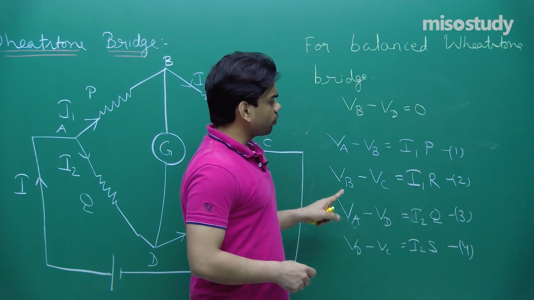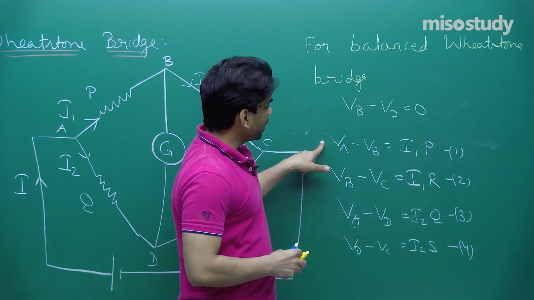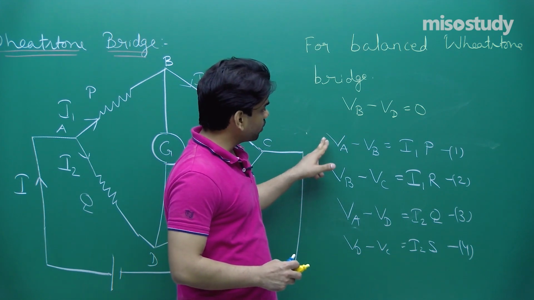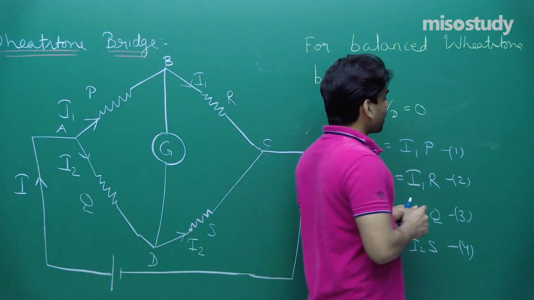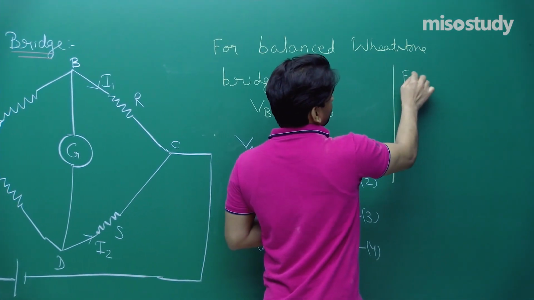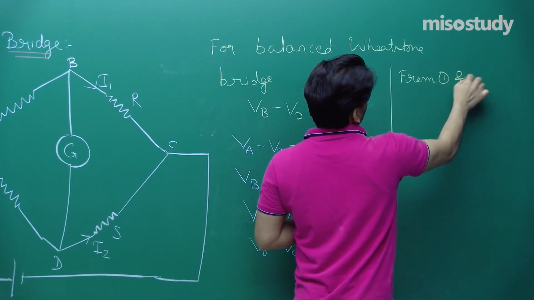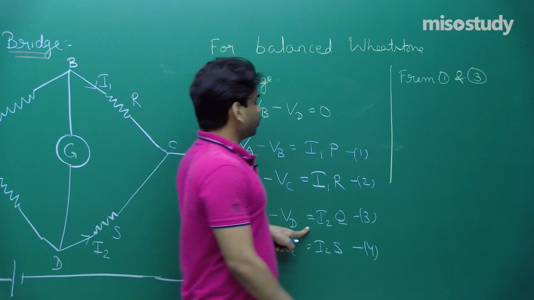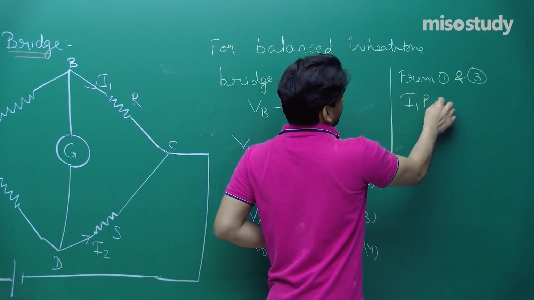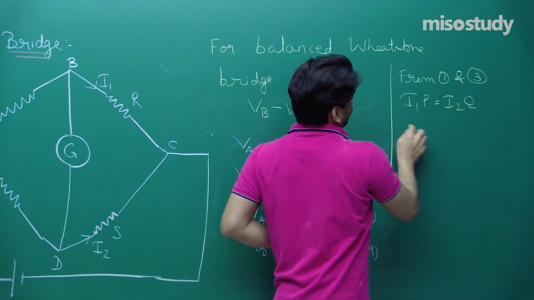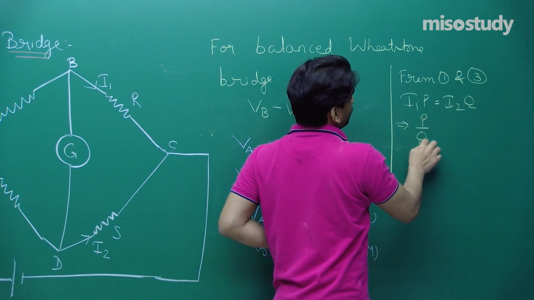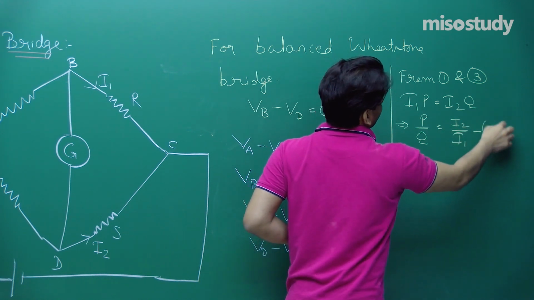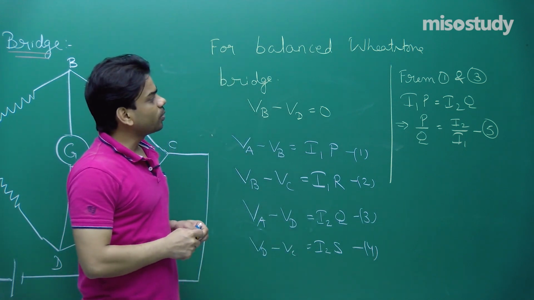Now from these 4 equations, what can you make out? VA minus VB will be equal to VA minus VD, because VB equals VD. So from equations 1 and 3, we can express I1 into P is equal to I2 into Q. From here we get P by Q is equal to I2 by I1. Let's say this is equation number 5.